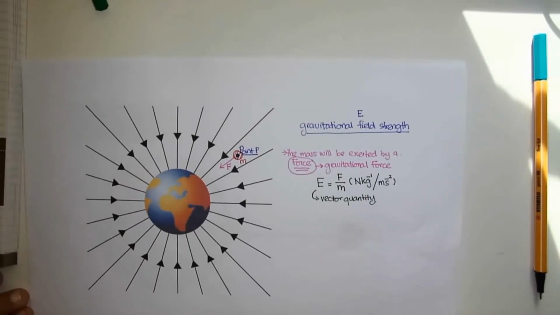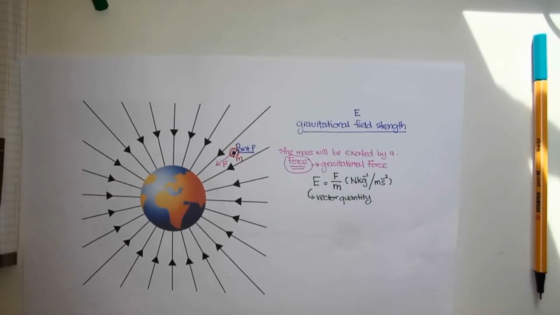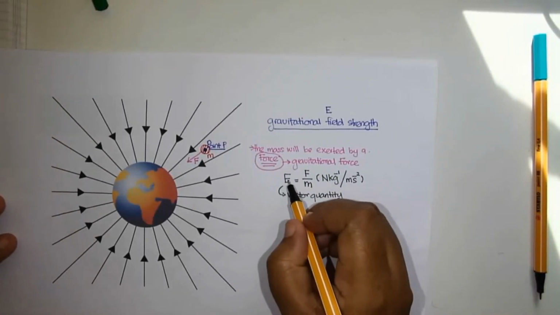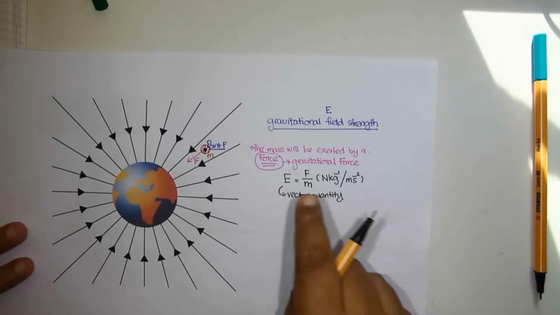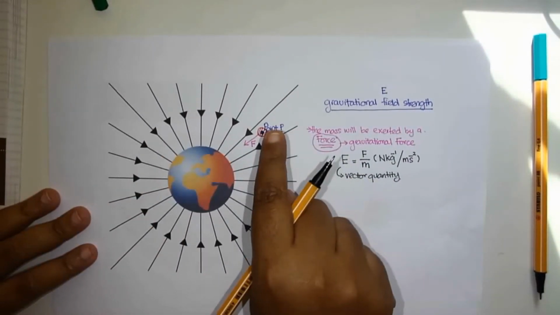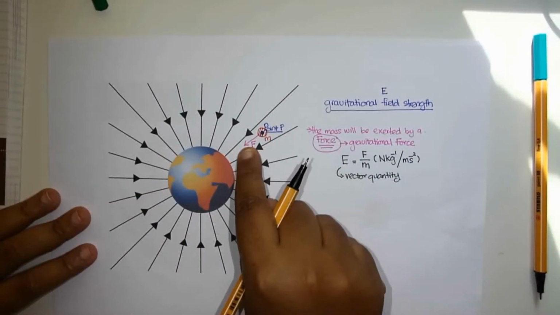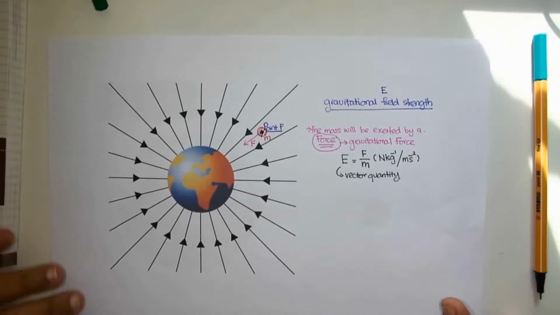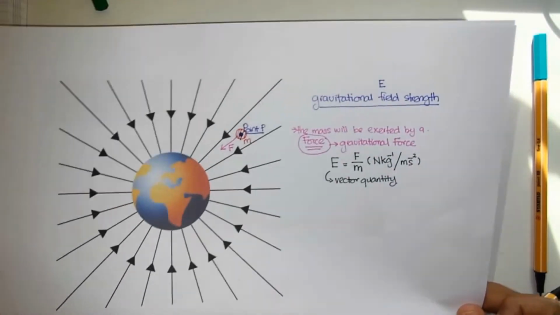So that is the first concept, to define what is a gravitational field strength. Again, a gravitational field strength at a point in a gravitational field is defined as the force of gravity per unit mass at that point.